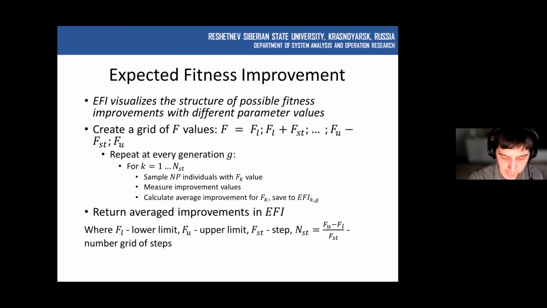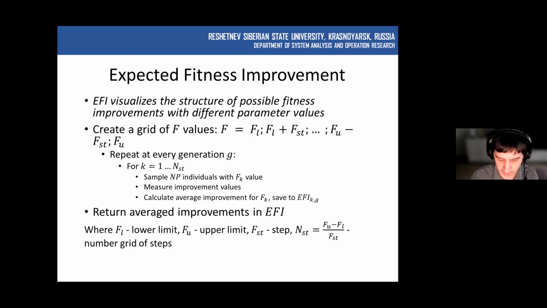Okay, let's go to the next part. So after these experiments with visualization that I showed you in the beginning, I was thinking, what can we do to visualize the search space of parameter values? Like, what are the possible ways to do this? And the result of this was the so-called expected fitness improvement. So it's a relatively simple idea. What if we do the following?